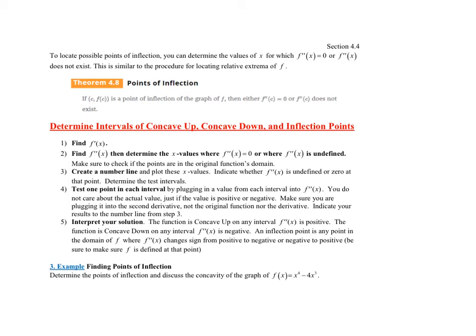So what are we going to do to locate inflection points? Nothing different. We do the exact same thing for determining intervals of concave up and concave down. So you find the first derivative, find the second derivative, determine where it's equal to 0 or undefined, draw your number line, determine your intervals, do your sign chart testing a point, draw your conclusions for your concavity, but now we just have one extra step, make sure the function is truly defined at that point. Then, if it changes concavity at that point, it is a point of inflection.